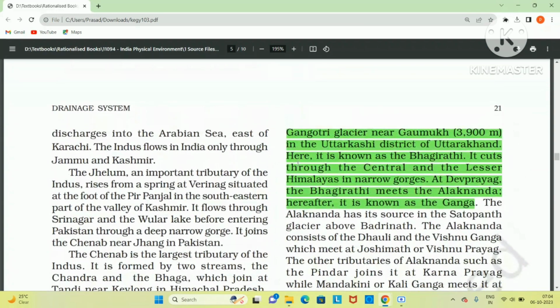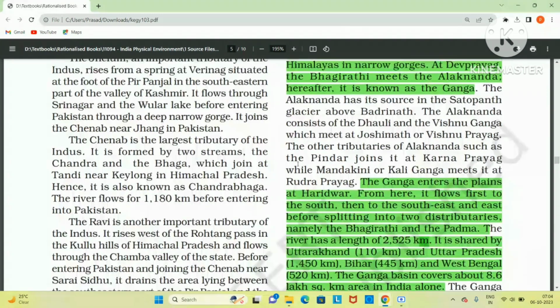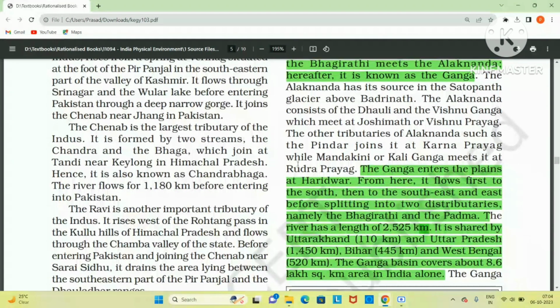The Gangotri Glacier near the Gomukh is situated in the Uttarkashi district of Uttarakhand. Here it is known as the Bhagirathi. It cuts through the central and the lesser Himalayas in narrow gorges. At Devprayag, the Bhagirathi meets the Alaknanda. Hereafter, it is known as Ganga. The Ganga enters the plains at Haridwar.